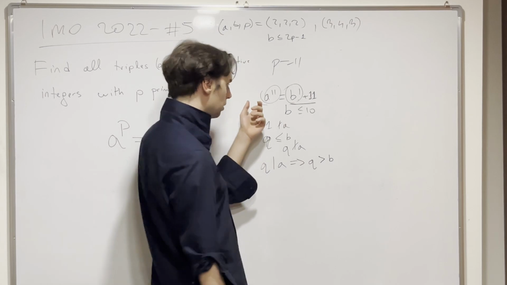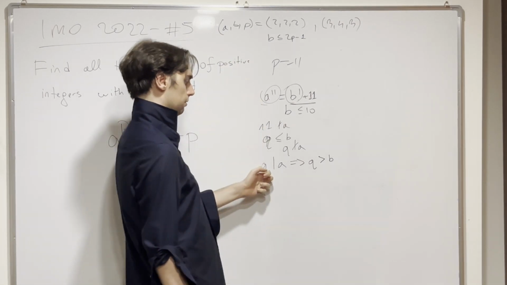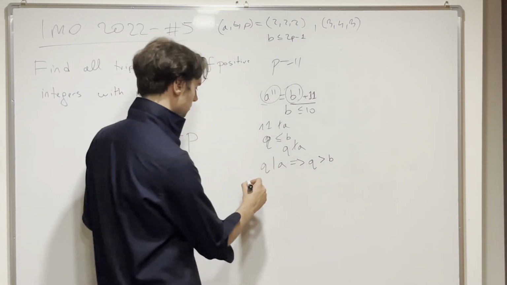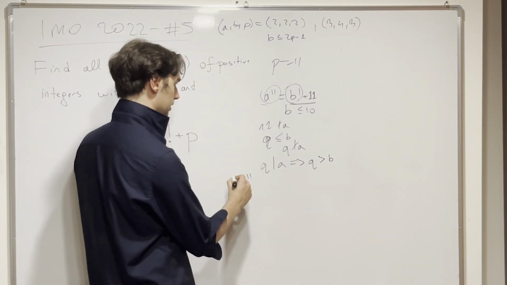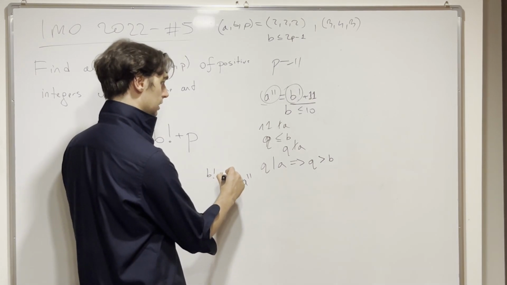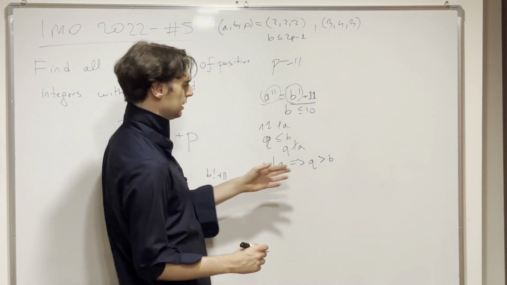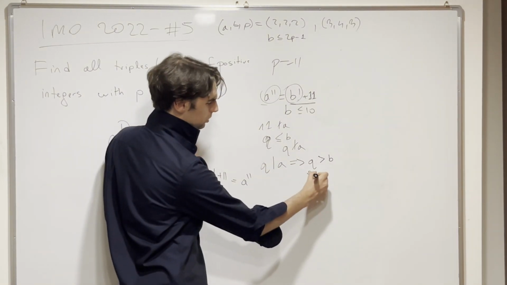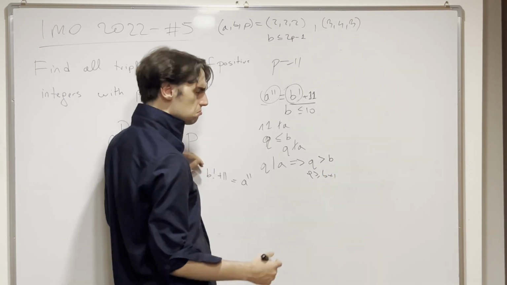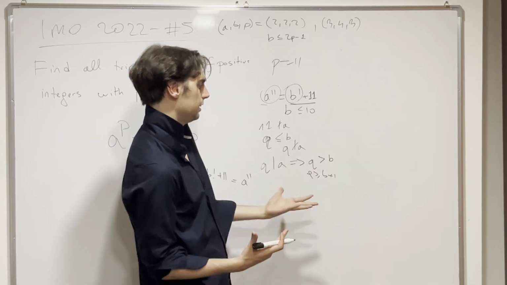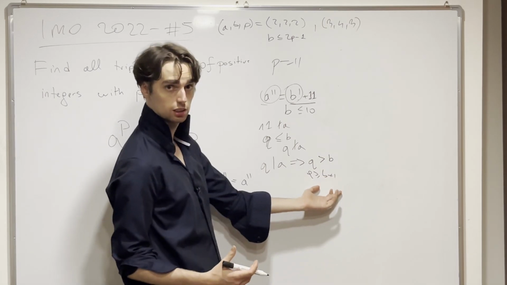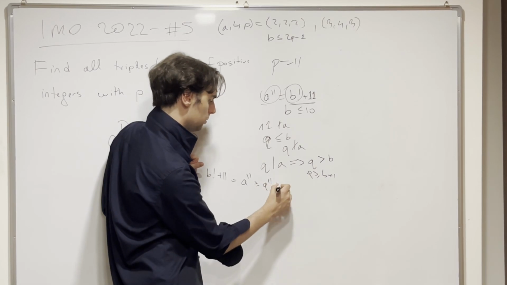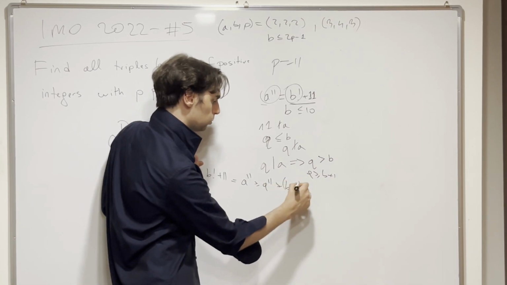And now maybe there's a way for us to use some size arguments. If Q divides A, then A is at least Q, so A to the 11th, which equals B factorial plus 11, is at least Q to the 11th. And Q is greater than or equal to B plus 1, right? When we're dealing with integers, we want to use stronger estimates like this, because we can. So this is greater than or equal to Q to the 11th, which is greater than or equal to B plus 1 to the 11th.